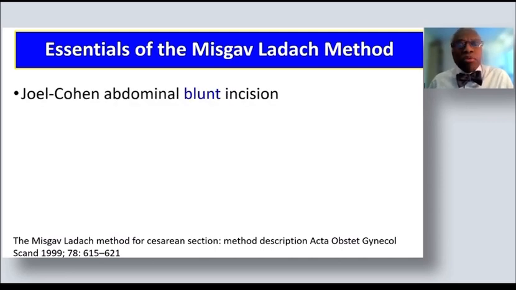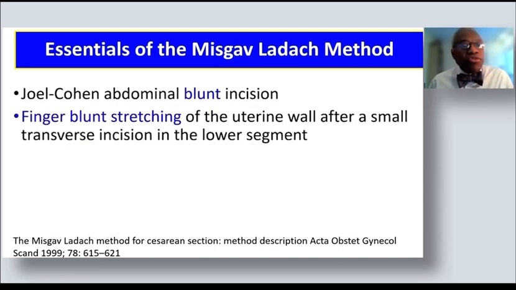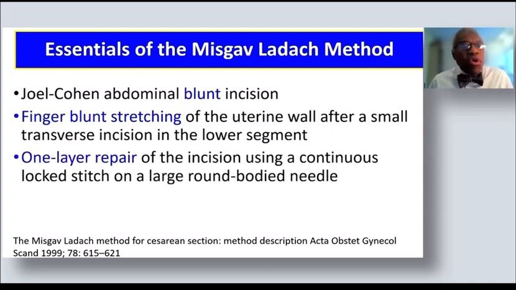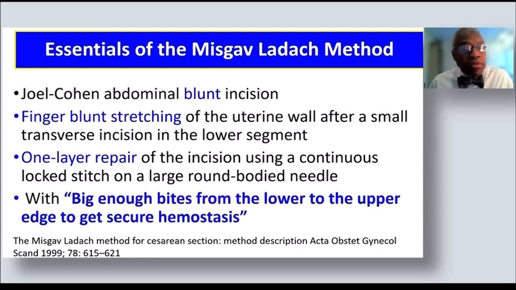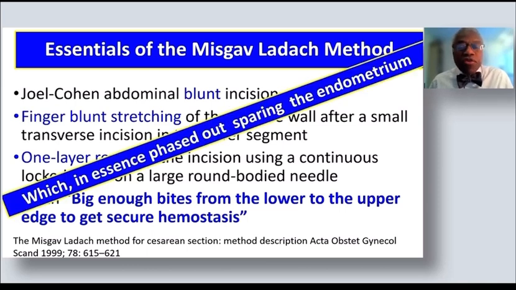Using the Joel-Cohen abdominal blunt incision, it uses also finger blunt stretching of the uterine wall after a small transverse incision in the lower segment. One layer repair of the incision is done using a continuous lock stitch on a large needle, and it emphasizes taking big enough bites from the lower to the upper edge to get secure hemostasis. This, in essence, phased out sparing the endometrium.